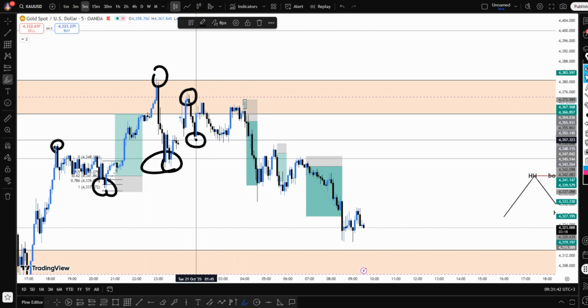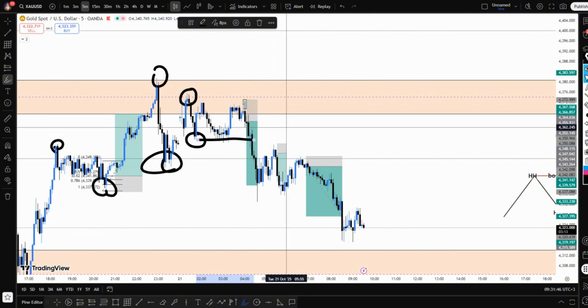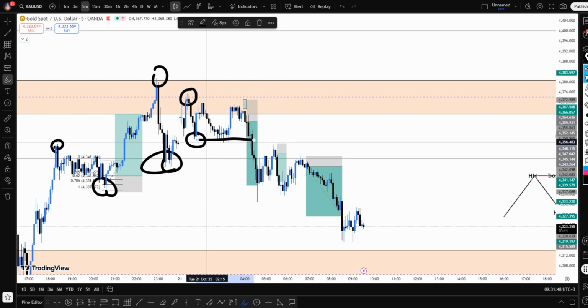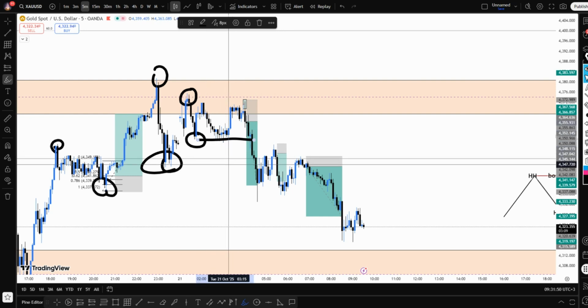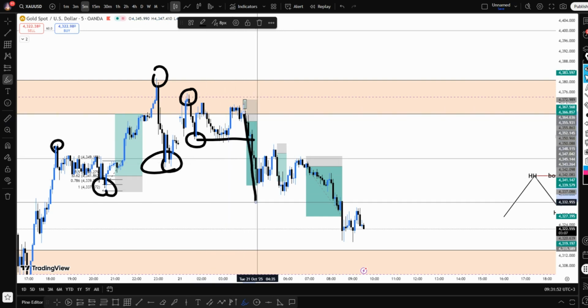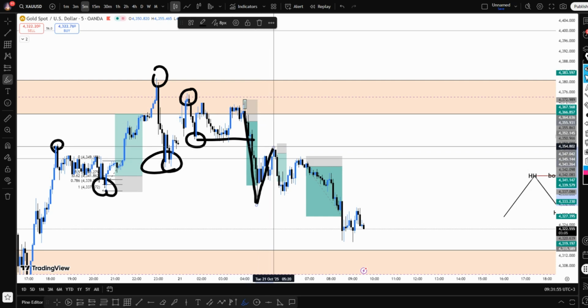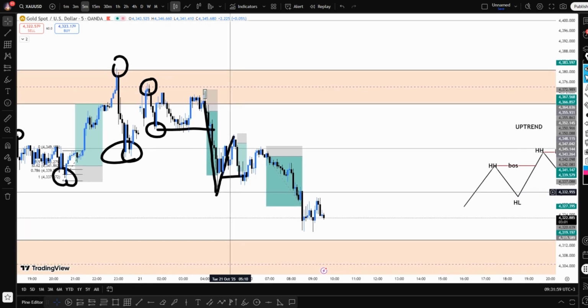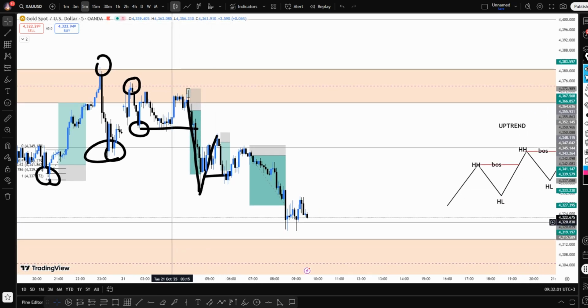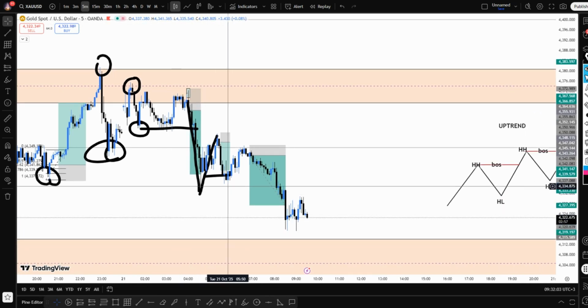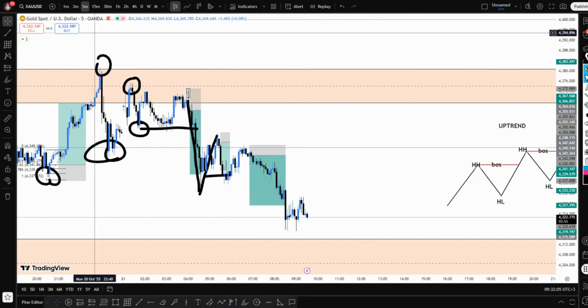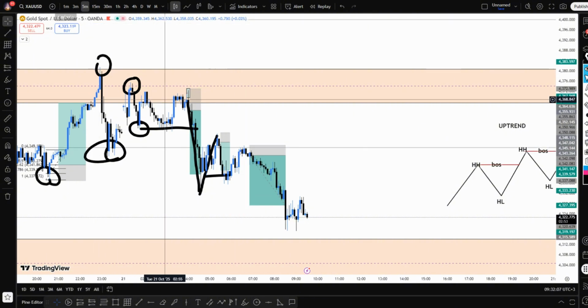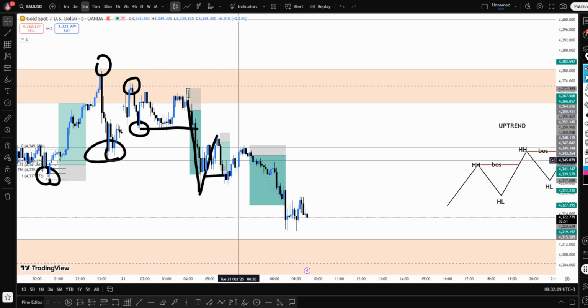And once price broke this place, we're now looking to sell. See, our market structure shift happened at this point. Now we're looking to sell. Price came down, price corrected, and price broke structure again right here. So once price broke structure, we were waiting for the retracement, and price came into the retracement right here.